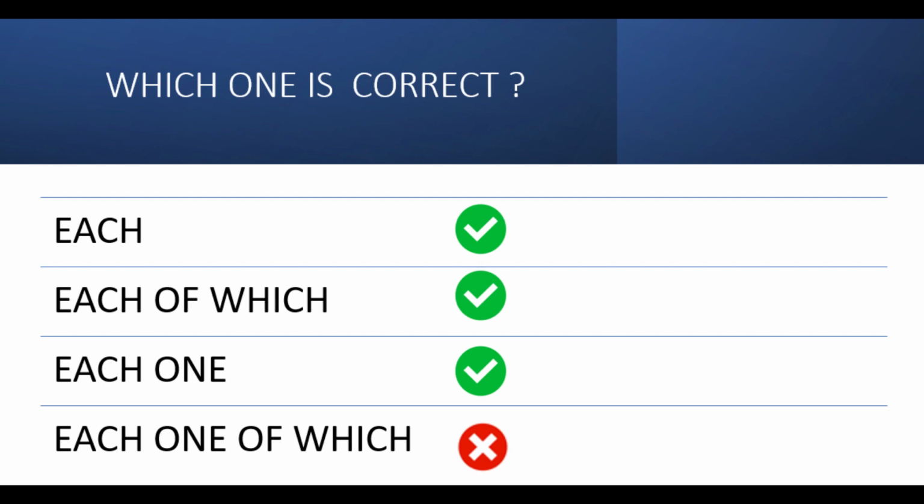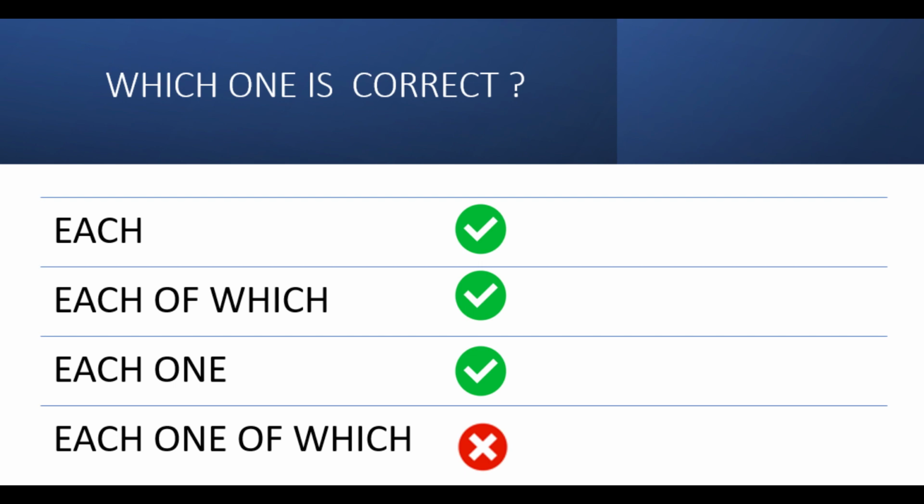When you say each one, each emphasizes the individuality of each item, and one further specifies that you are talking about one item from that group. This combination is concise and clear, providing information about each item's distinctiveness.